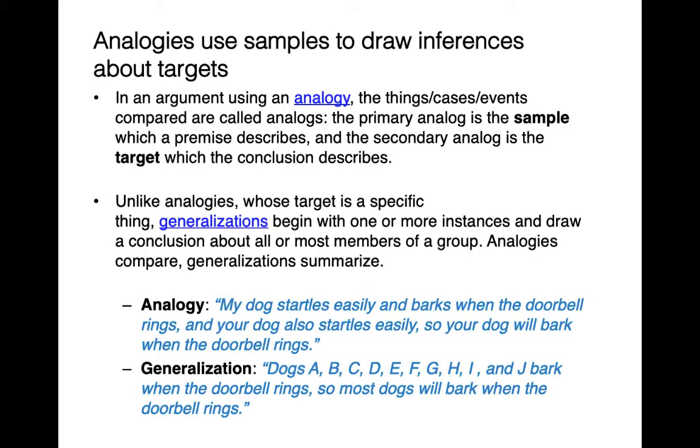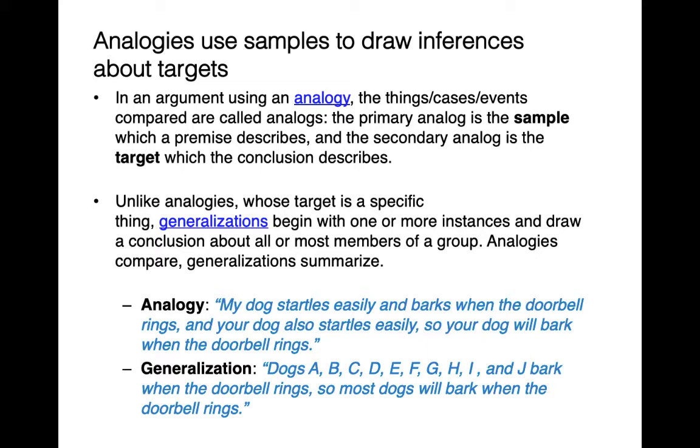How do analogies work? They use samples, compared cases, to draw inferences between the cases. So we look at samples so that we may say something about targets. In an argument using an analogy, the things, cases, events compared are called the analogs. The primary analog is the sample, which a premise or two describes. And the secondary analog is the target, which the conclusion describes. So analogical arguments are about their conclusions. They're about the targets of the comparison.